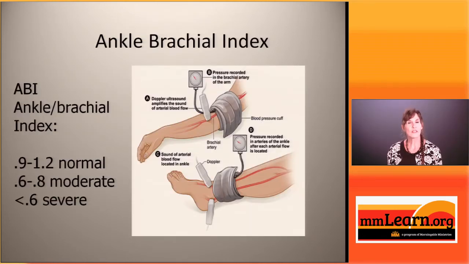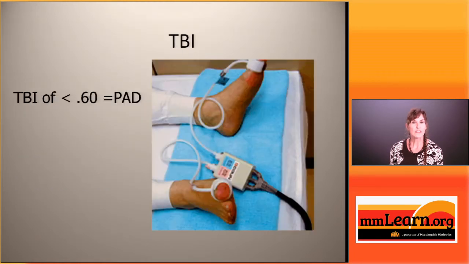And non-invasive vascular studies involve a series of different measurements, but one of the more important ones is called the ankle brachial index. That is where the ankle systolic pressure is divided by the brachial systolic pressure, and the normal would be 0.9 to 1.2. Anything less than that is indicative of some arterial insufficiency. That is very, very important to know, as well as TBI.